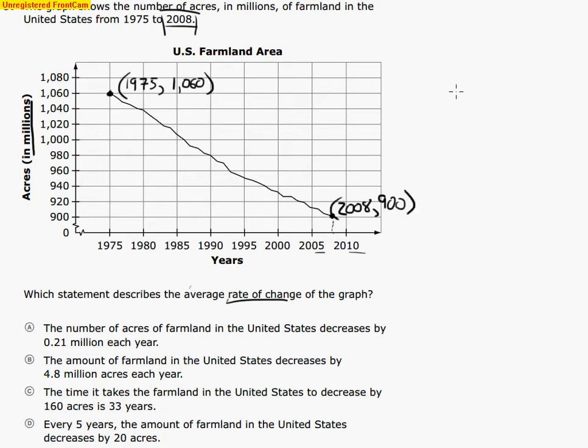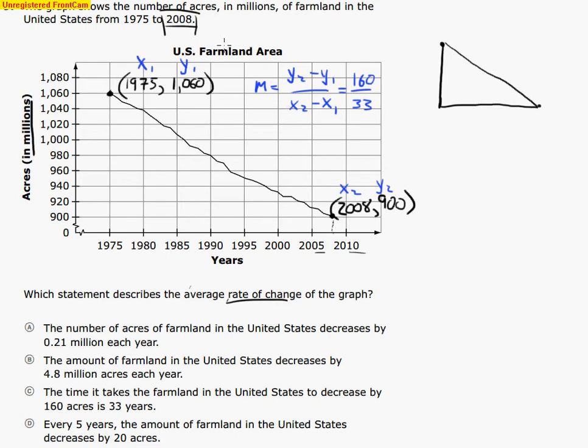So if I wanted to go ahead and actually figure out my rate of change from these 2 points, it would be the rise and the run. We could use the equation. I'll label this: this is x1, y1, and this is x2, y2. You can use the equation m equals y2 minus y1 over x2 minus x1. That will give you 160 over 33 if you plug everything in properly.